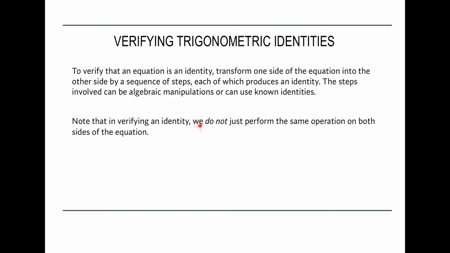Note that in verifying an identity, we do not just perform the same operation on both sides of the equation. We're not trying to move things from one side to the other. Instead, what we're trying to do is basically simplify the expressions, rewrite the expressions, hoping that by rewriting them, we can make one side look like the other side.